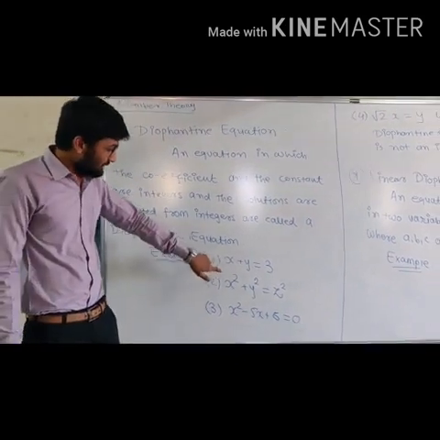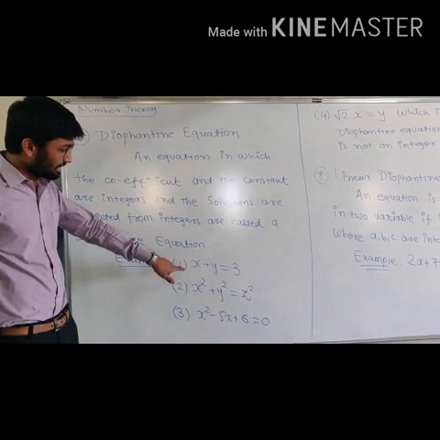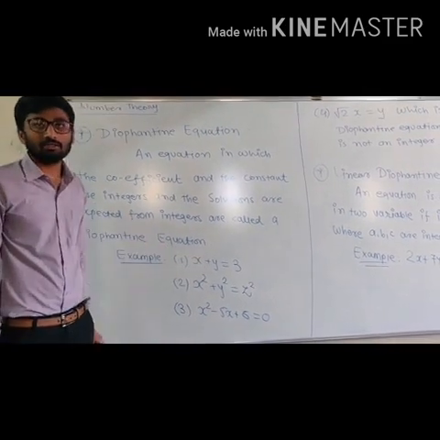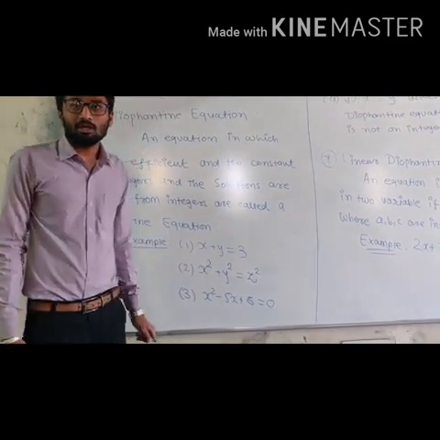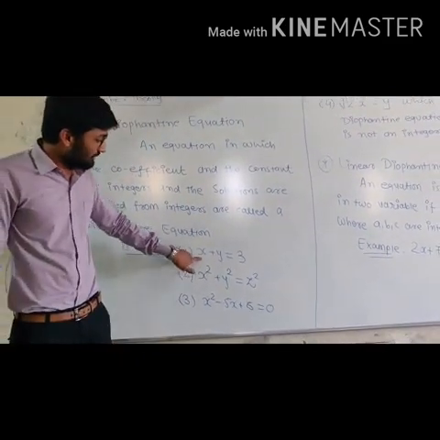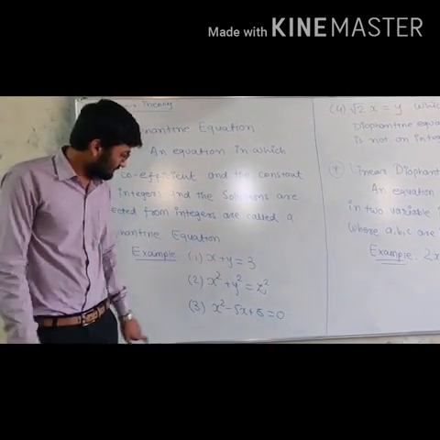See the first example, x plus y equal to 3. So clearly the coefficient of x and coefficient of y are integers, and also the constant 3 is an integer. And clearly x equal to 2 and y equal to 1 is a solution of this equation, which is also from integers.